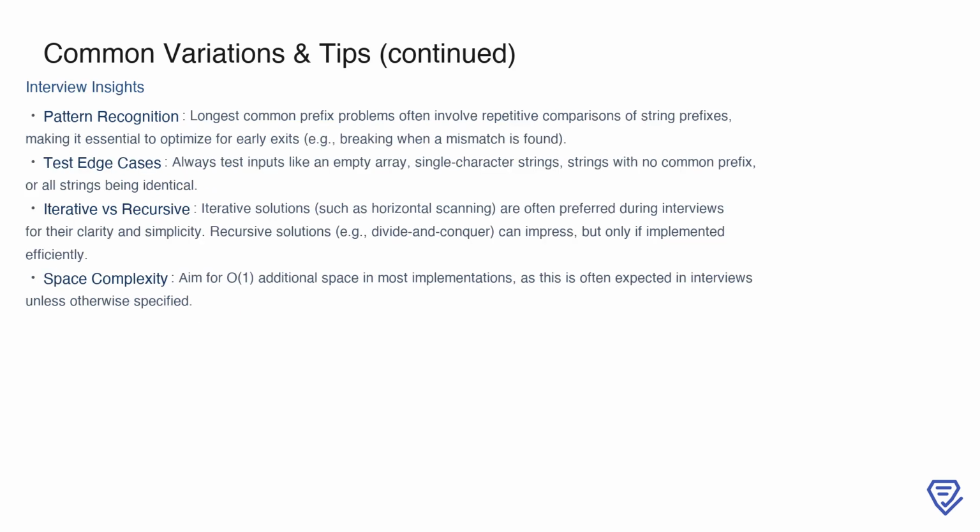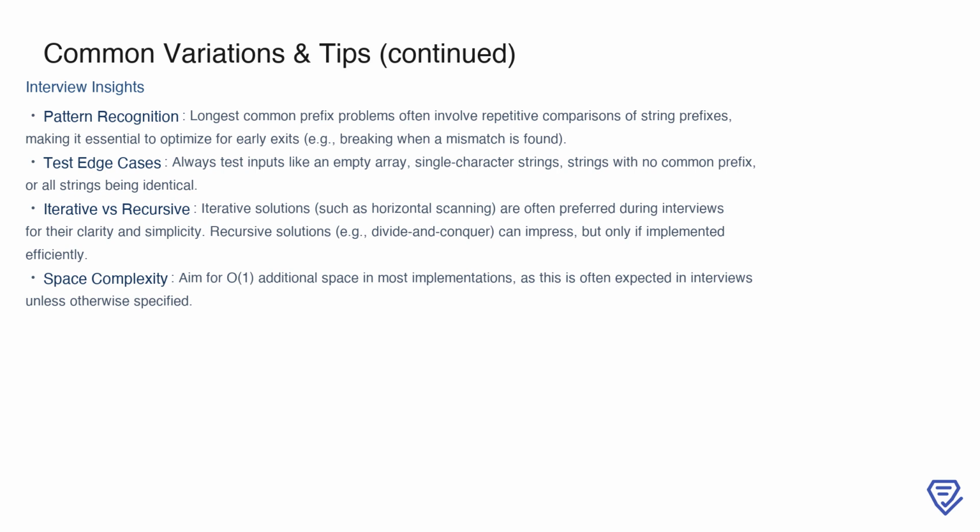To succeed in interviews, it's important to recognize patterns and problems like the longest common prefix. These problems often involve repetitive comparisons of string prefixes, so optimizing for early exits is key. For example, breaking out of your loop as soon as a mismatch is found can save valuable time. Testing edge cases thoroughly is another critical step. Inputs such as an empty array, strings with no common prefix, or strings that are all identical are important to cover.